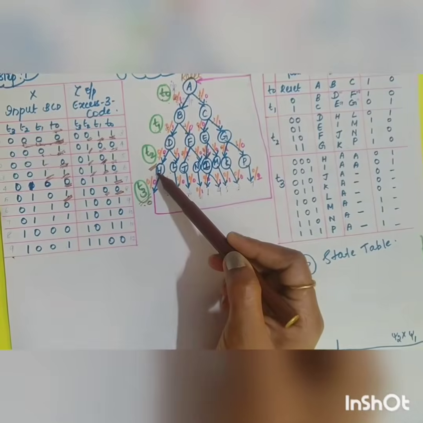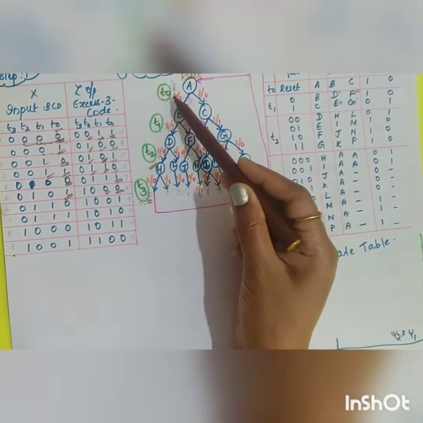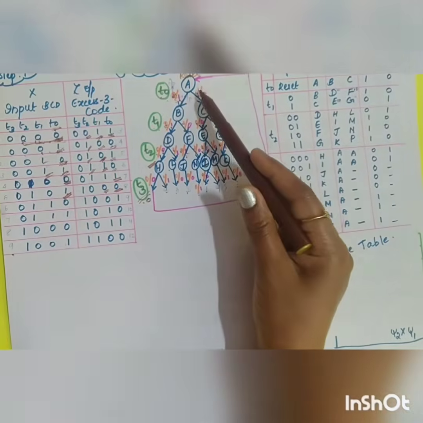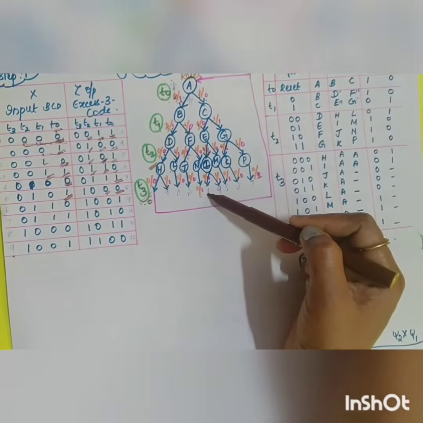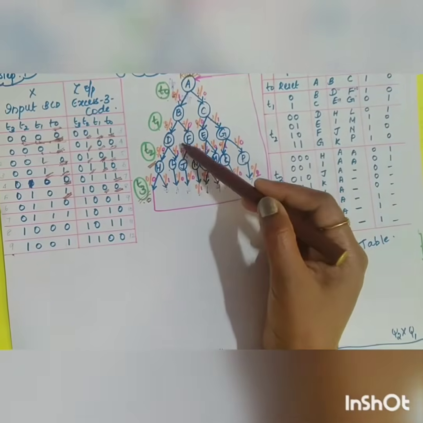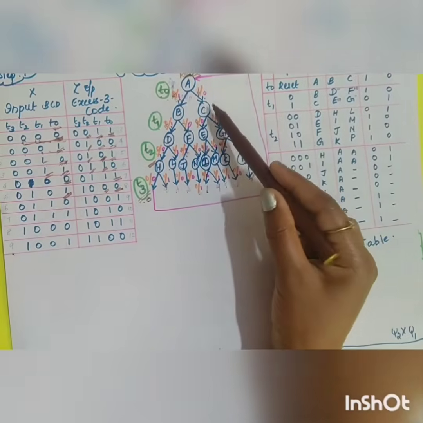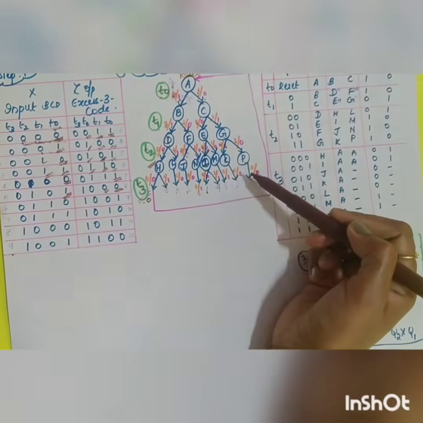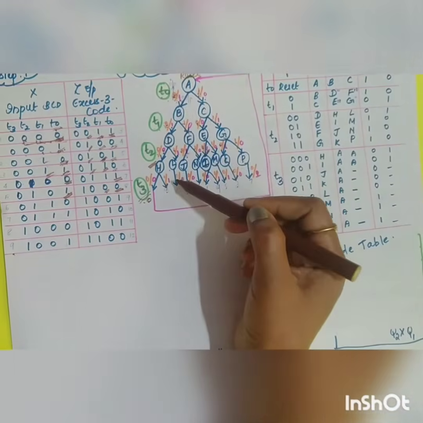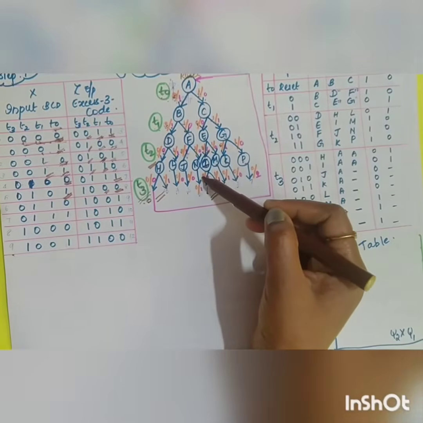So H will take 0 and 1. Why? Your input here is 0, 0, 0, 0. Next I is 0, 0, 0, 1. Okay, so 0 is over, 1 is over. Now 2. 2 will be equal to 0, 0, 1, 0. 3 is equal to 0, 0, 1, 1. Okay. 4 is 0, 1, 0, 0. So here only your H and I will have 2 options, 0 and 1.